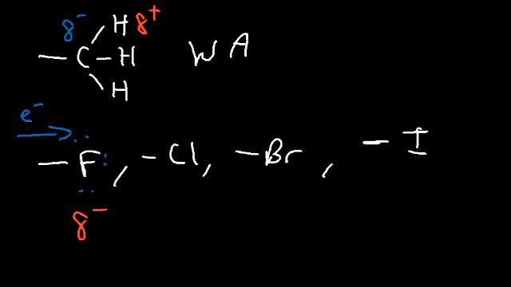So therefore, the halogens are weakly deactivating. They make the ring slightly less reactive towards EAS reactions. But even though they're weakly deactivating groups, they are still ortho-para directing. So make sure you are aware of that fact.